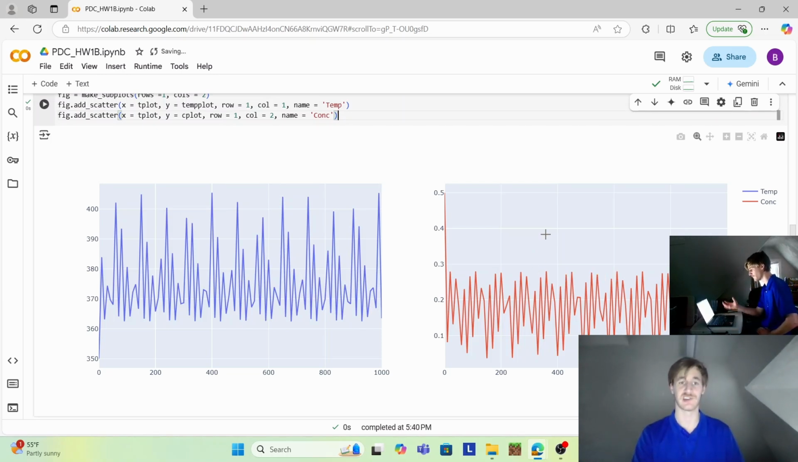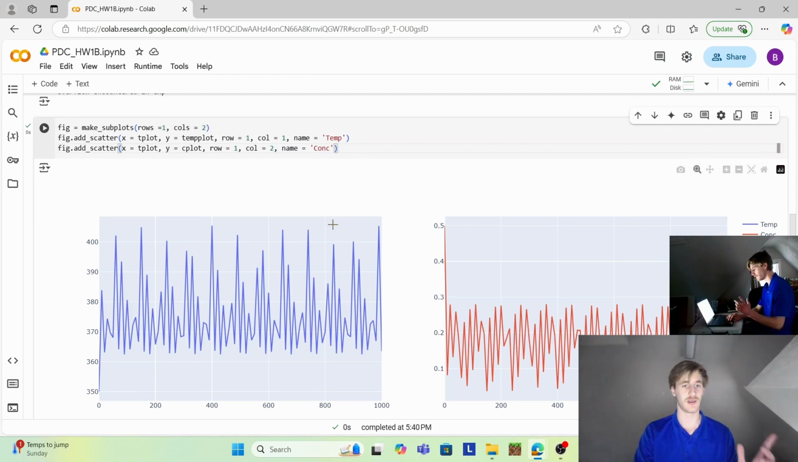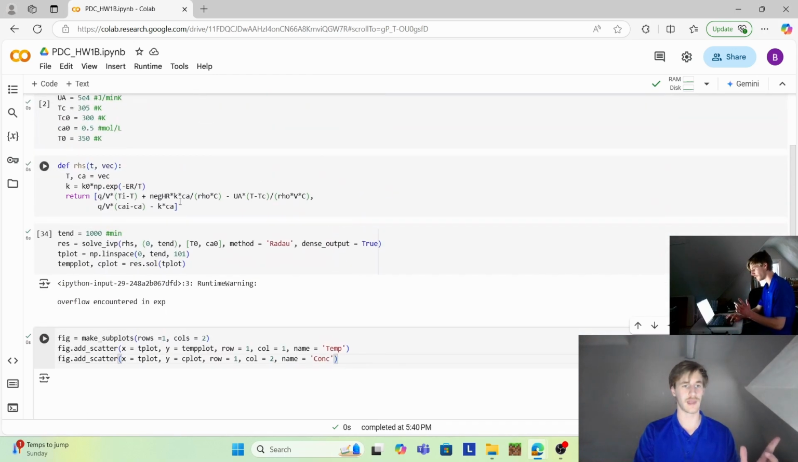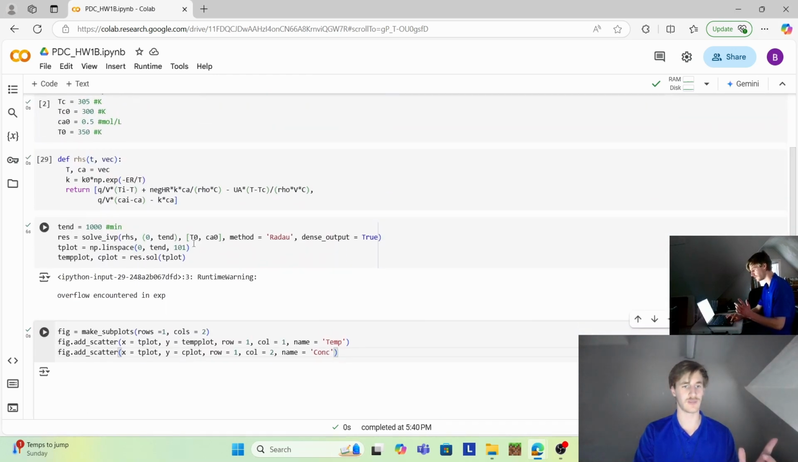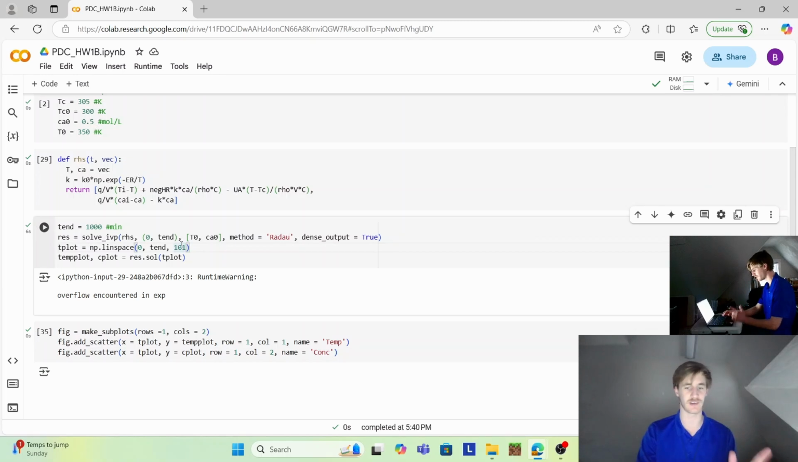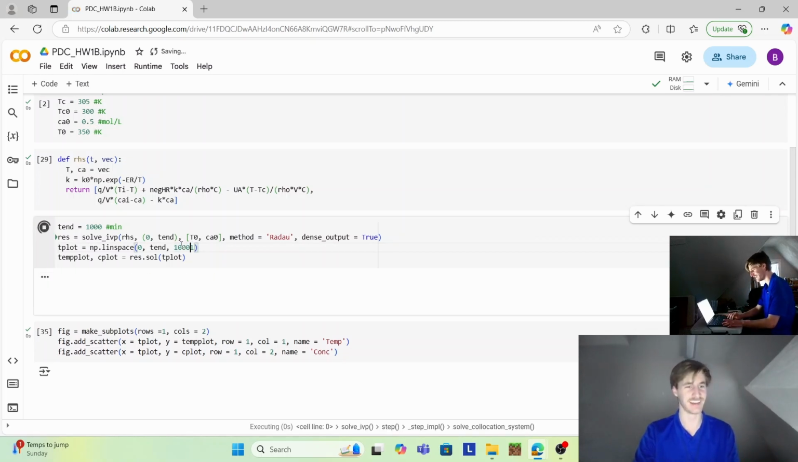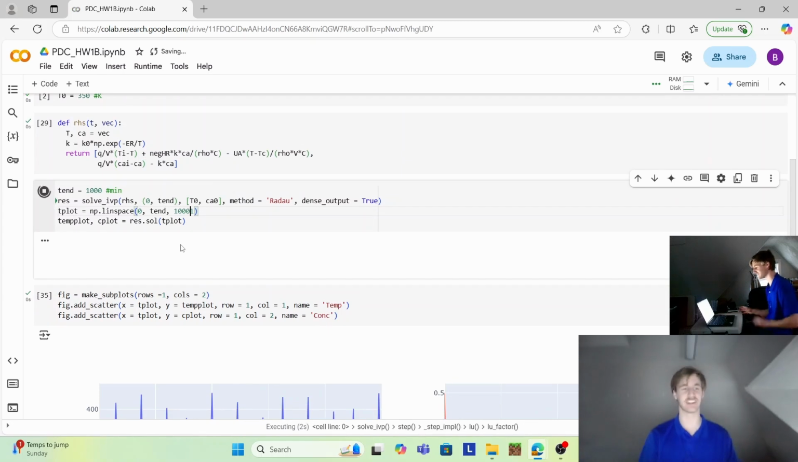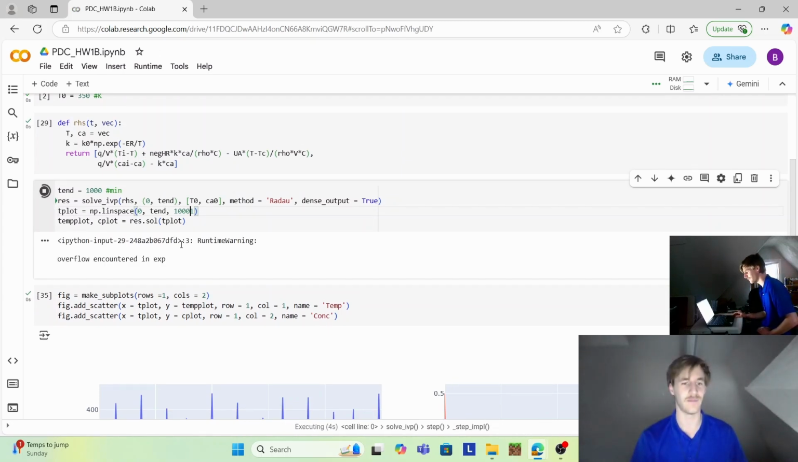Yeah. So that'll be all for homework 1, part B. Thank you. Actually, I just thought of something. Our T plot is still only 101 steps. So I'm gonna increase that too. This is gonna take a while. If it really does take a while, I'll cut.